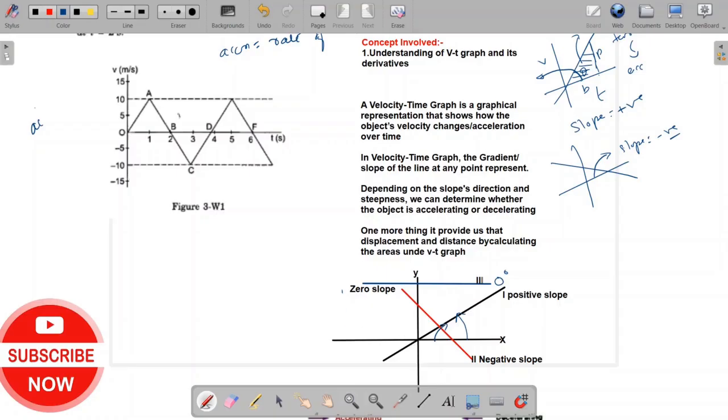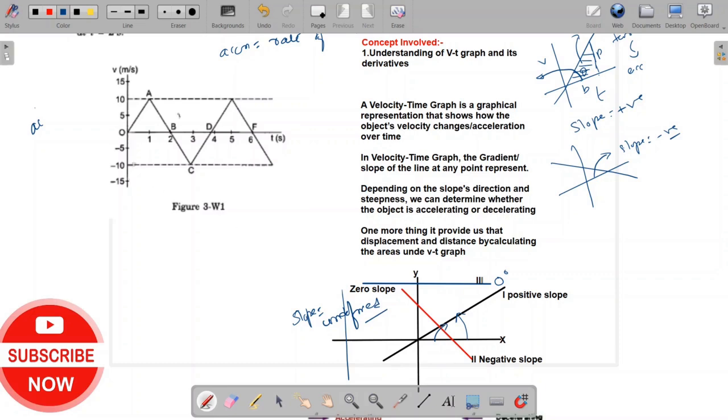And what about this? If I just draw a vertical line, in this case, since there is no P, there is no B, that means slope is undefined here. This slope is undefined. Okay. So friends, now let's collect this concept and jump into the problem and try to solve it.